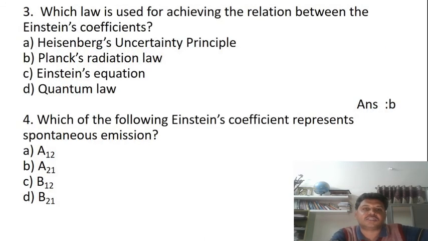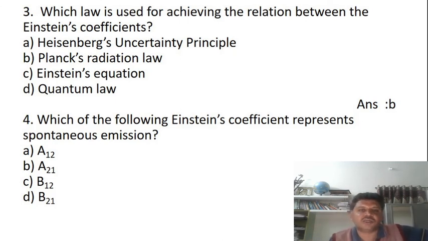Similarly, the third question is which law is used for achieving the relation between the Einstein's coefficients. We call it Einstein's equations. Next, which of the following is Planck's radiation law. For the third question, the answer is Planck's radiation law. We are going to compare Planck's radiation law with our Einstein's energy density.